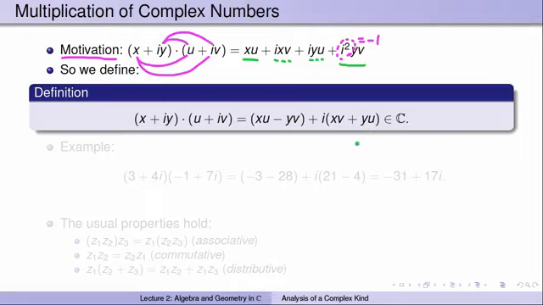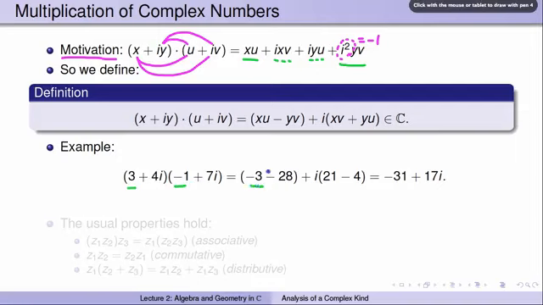So let's look at an example. Suppose we wanted to multiply 3 plus 4i by minus 1 plus 7i. According to this formula, I have to take the x and multiply it with the u. That gives me a minus 3. Then I have to take the y, which is the 4, multiplied by v, and put a negative sign in front of the product. So 4 times 7 is 28, minus 28.